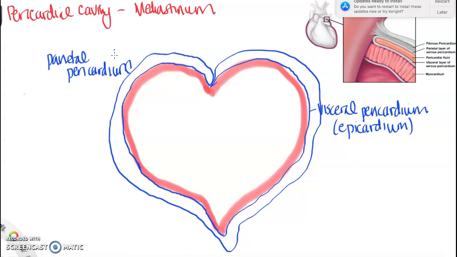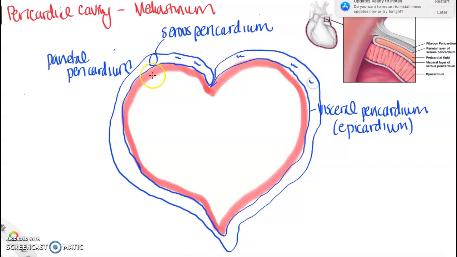So the parietal pericardium and the visceral pericardium create a space, right? And this space is called the serous pericardium. And we know that there's a little bit of fluid in this space here.